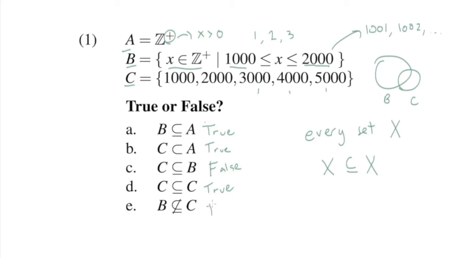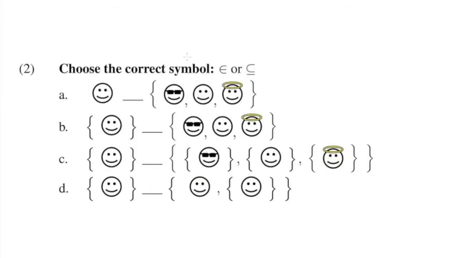So B cannot be a subset of C. So this is true as well. Okay, let's do one more of these.